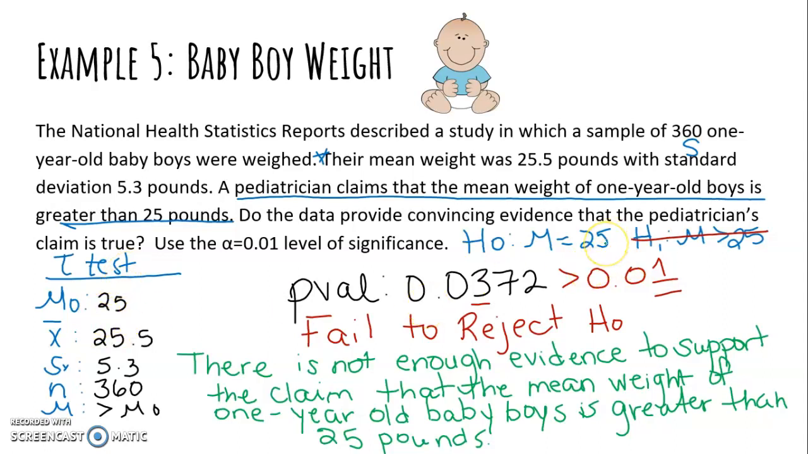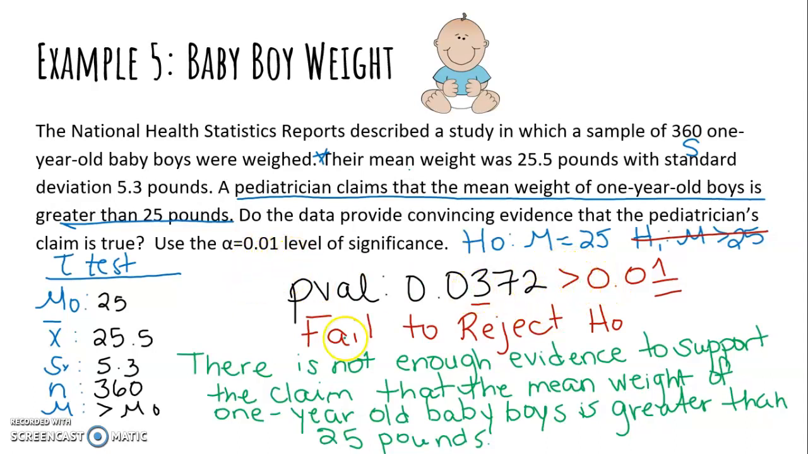Mu is 25 because that's what the pediatrician claimed, that it's greater than 25, so we assume that it's equal to 25 for the null. Greater than 25 is the alternate statement. We fill in the blanks in the t-test: stat, test, choose number 2, t-test. Our p-value is 0.0372. Hopefully I typed everything in correctly, which is greater than the significance level of 0.01.